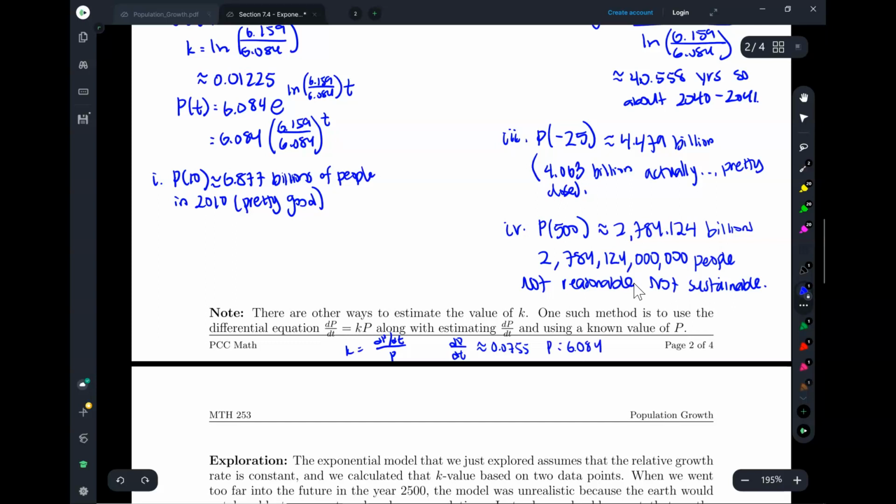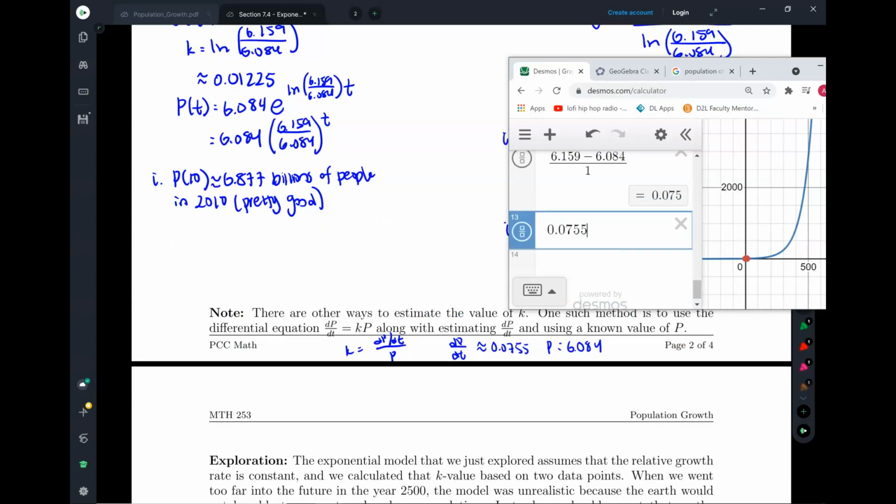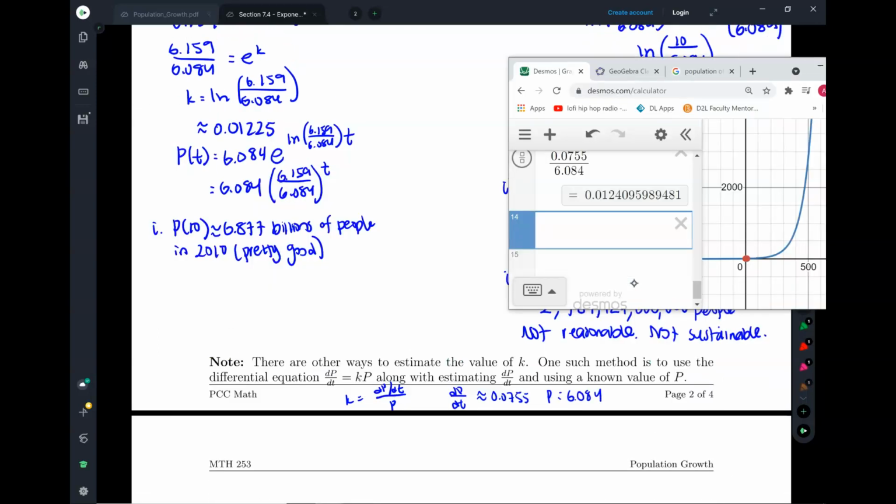So we would divide those to estimate a K value if we were going to be using this particular way of doing that. So it'd be 0.0755 divided by 6.084. And you can see it's pretty close to the one that we found before. So it comes out to be 0.01240959, blah, blah, blah. We had 0.01225. So this produced a larger K value.